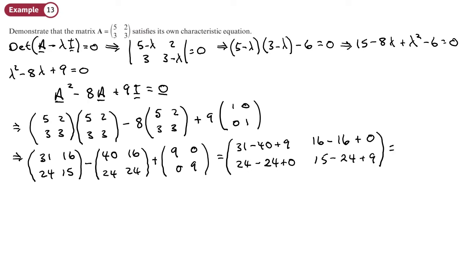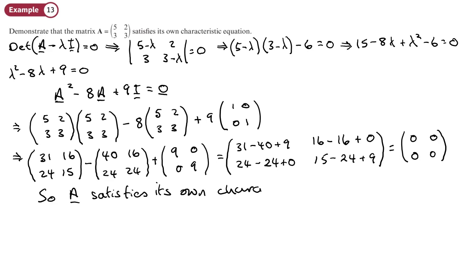Now you may have worked it out already that 31 minus 40 is negative 9, plus 9 is going to be 0. 16 minus 16 is 0. 24 minus 24 is 0. 15 minus 24 is minus 9, plus 9 is 0. Okay, so we've shown that this matrix satisfies its own characteristic equation. So we can just write a conclusion: A satisfies its own characteristic equation.